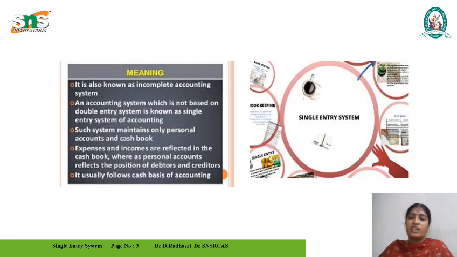That way it is taken as an incomplete system. The single entry system is also known as an incomplete account. It is not based on the double entry system, so it is known as the single entry system of accounts. In maintaining a single account and the cash book, the expenses and incomes are reflected in the cash book, and personal accounts are maintained for the debtors and creditors. These are the usual cash books of the accounts.